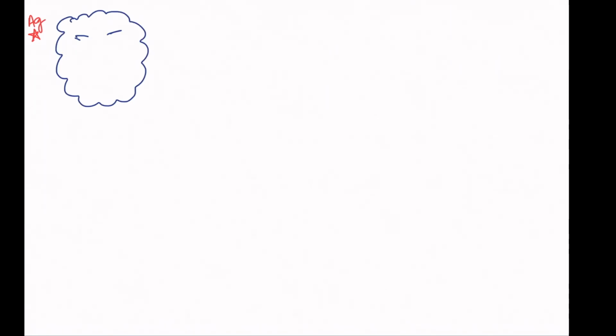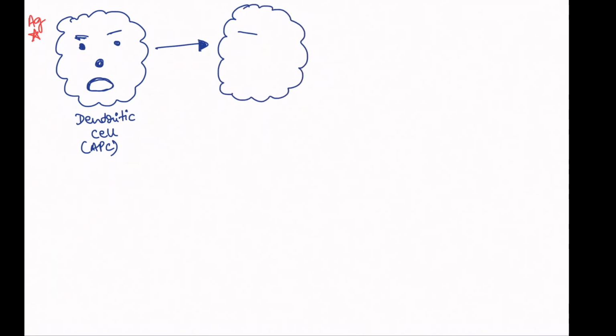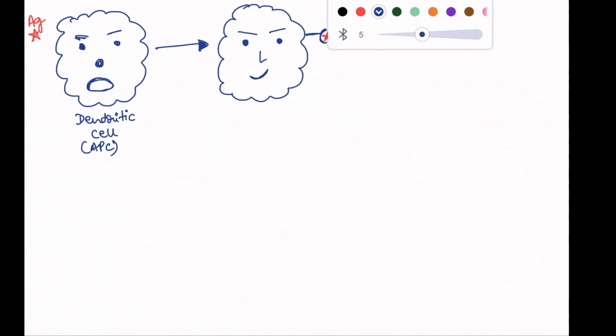Now let's imagine that this red star is an antigen, and the blue cell here that I'm drawing is a dendritic cell with a big mouth. Now dendritic cells are also known as APCs, which means antigen presenting cells. And let's imagine that this dendritic cell is now happy and it ate up the antigen, and now it's presenting the antigen on its receptor.